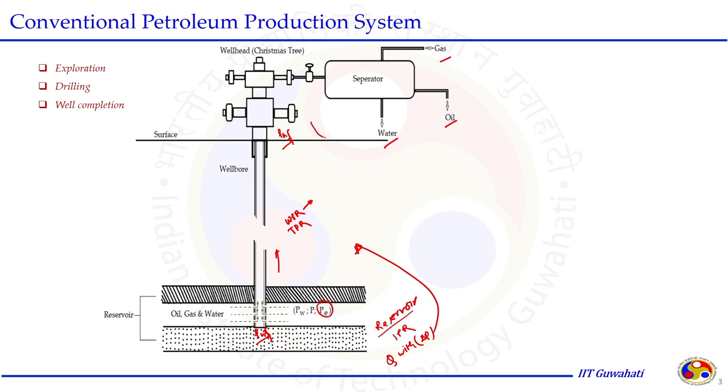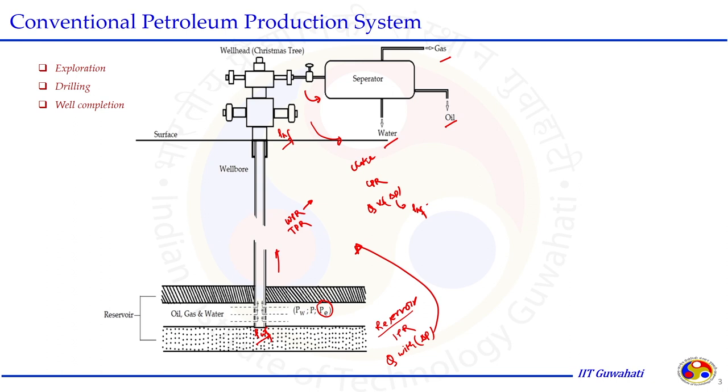At the surface, at the Christmas tree, a device called the choke, which actually controls the production, is again characterized by a relationship we call the CPR, choke performance relationship, that again relates Q versus pressure difference. In this case, the pressure difference is PHF and the outlet pressure, or the atmospheric pressure, or whatever pressure we are producing at. So this is the conventional way of producing the hydrocarbon reservoir fluid from the reservoir to the surface.